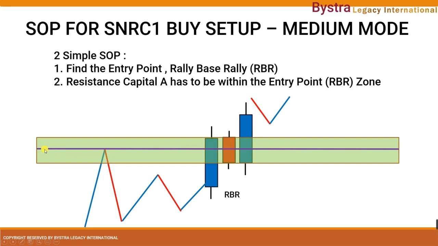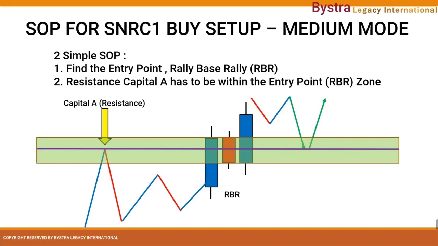Therefore, we will mark the horizontal line. As we can see here, this is the capital letter A, the horizontal line, and it is inside the body base of the entry point. So where you should put your PO, your pending order, will be this horizontal line. This is where you should put your pending order. Then price will come back to this zone, react and continue on the uptrend.